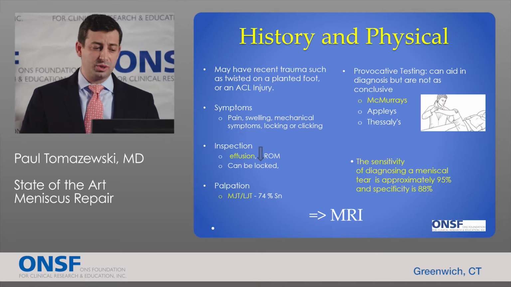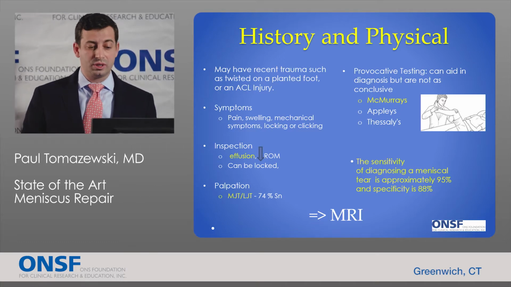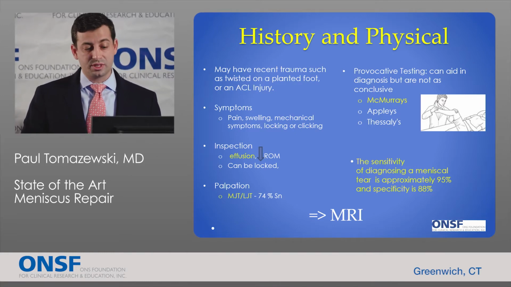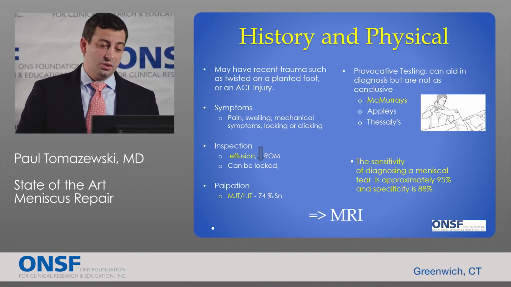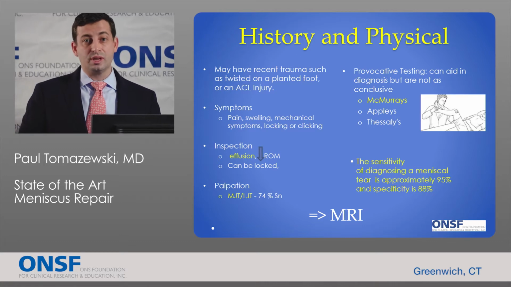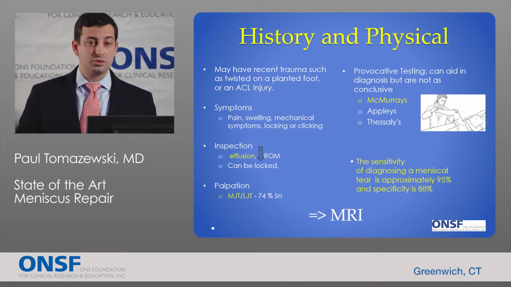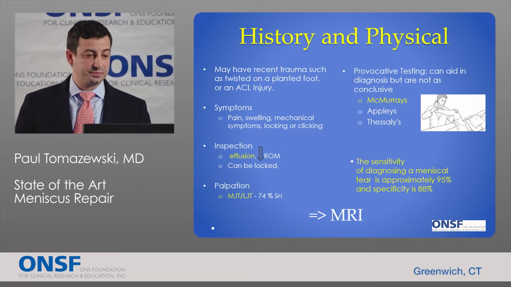With a positive McMurray's and effusion and medial or lateral joint line tenderness, your sensitivity of diagnosing a meniscal tear is 95%, and your specificity is 88%. When you have a high suspicion for a meniscal tear, we then go on to an MRI, which will help us with classification and subsequent treatment of meniscal tears.